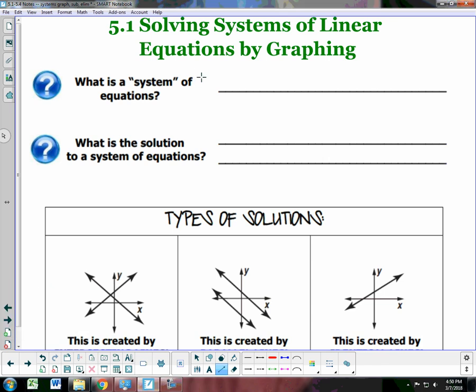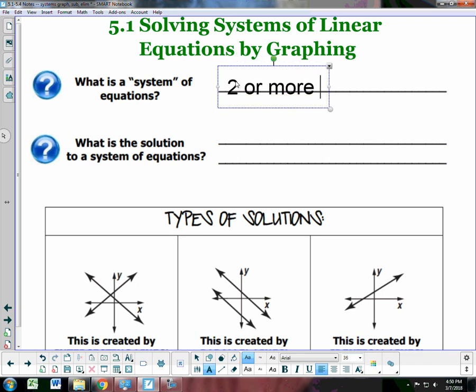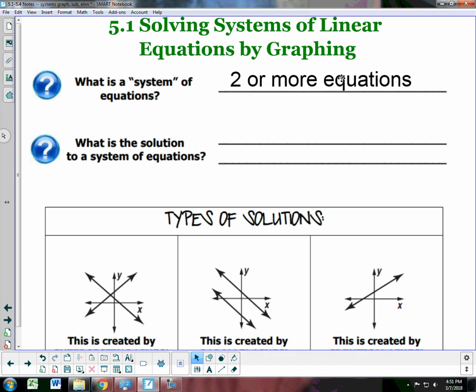We are learning about solving systems of linear equations by graphing. So before we talk about solving a system of linear equations, let's talk about what is a system of linear equations. Well, it is when we have two or more equations. Simple as that. That makes a system. For our purposes, we're only going to be focusing on when we have two equations. But just so you know, you can have more than one.